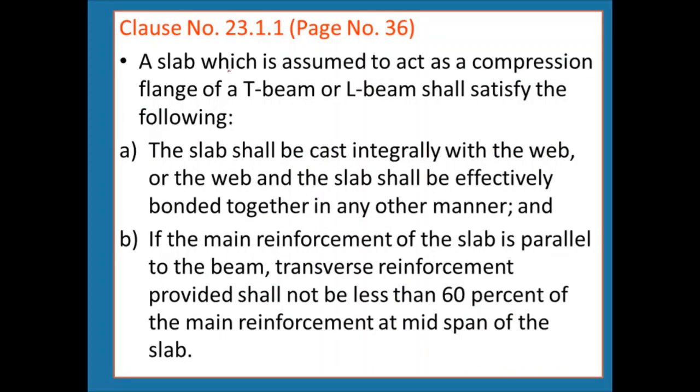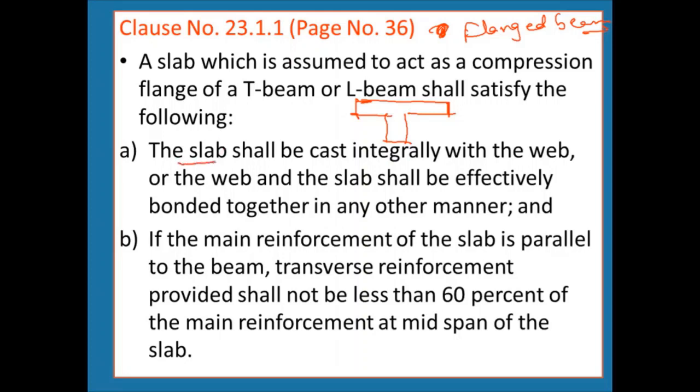Then next one is related to the clauses of flanged beams. Okay, this is the clause related to the flanged beams. So you know what a flanged beam is? A flanged beam means the beam has a web and a flange portion like this. Now, to become a flanged beam, a beam has to satisfy two conditions.